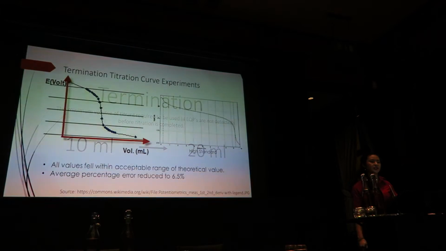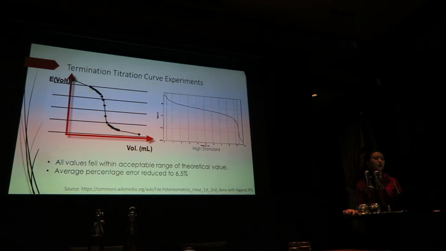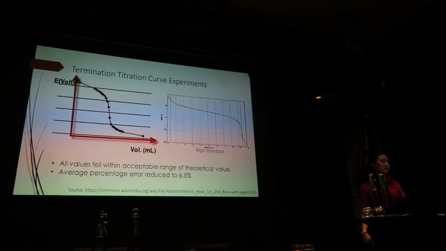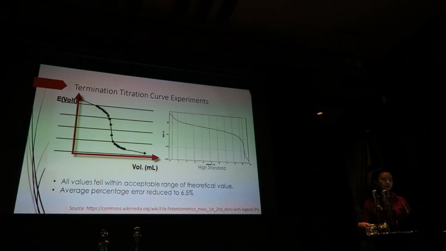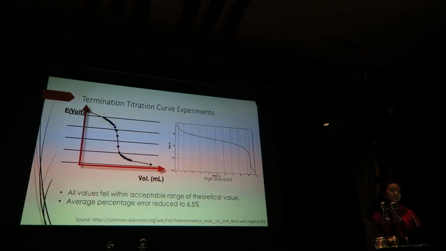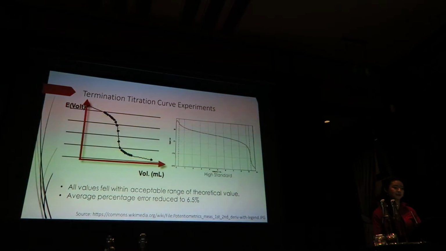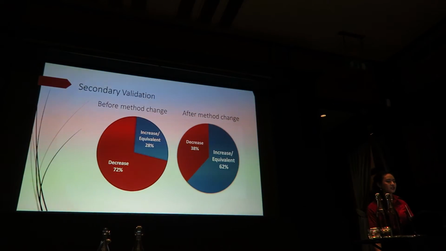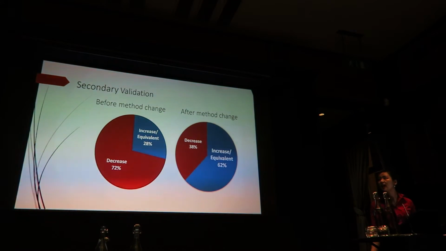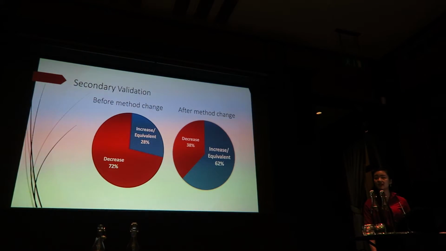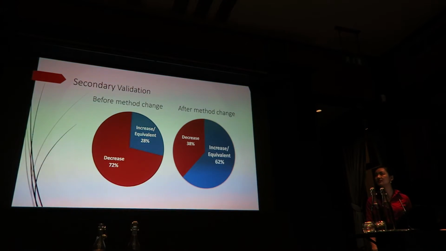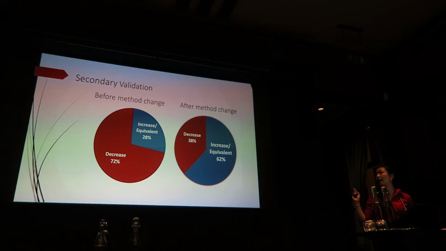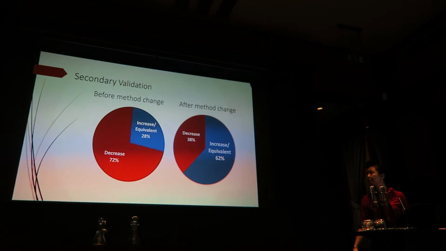Looking just at the high standard here, you can see that there is a definite second equivalence point being detected. The values for the 3 tests fell within the theoretical value range, and the average percentage error reduced to 6.5, which is great. Looking at the COA data compared to our in-house data before and after the method change, before there was a decrease of 72%, and after there is a decrease of 38%, which is a significant change as the majority is now increasing, which is going with our trend.